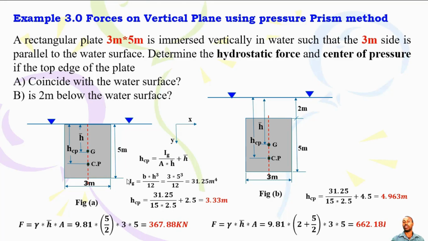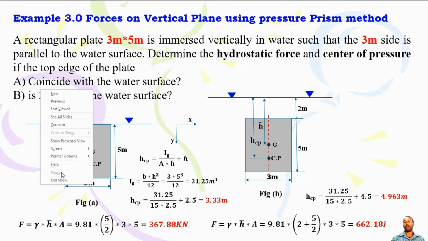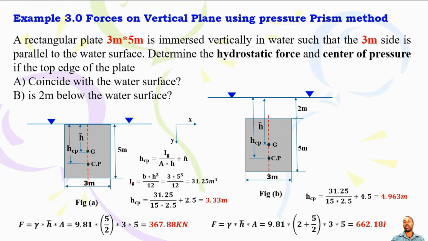Then you have to find this IG, which is the moment of inertia about the center of gravity of the object. So you have this equation: BH cube over 12. B is this one, parallel to the water surface, H is this one. So you get this result. Y is going down. So HCP will be 3.33 meter. Once you find HCP, then you can have the hydrostatic force.